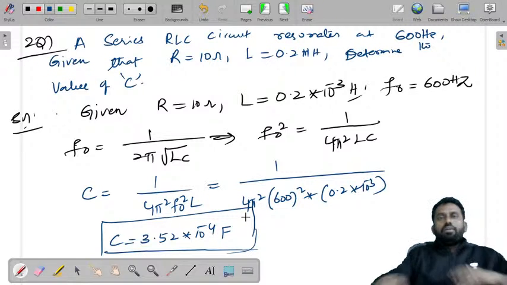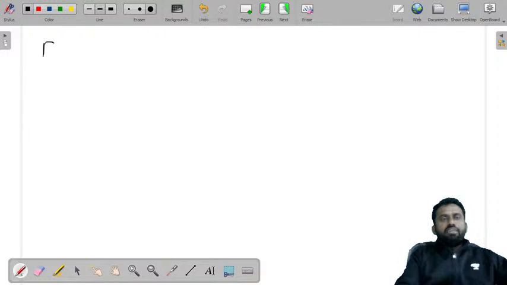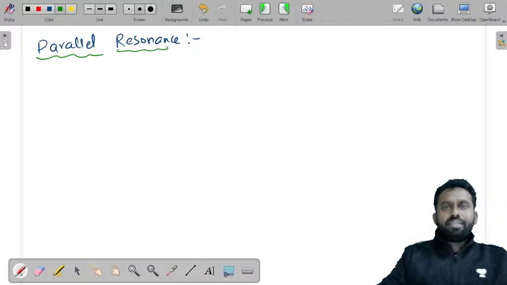So this was all about the resonance. Let's once try to see what we have done. We have done in resonance, series resonance actually. So let's try to complete the parallel resonance, then we'll take up what we have done. So let us consider parallel resonance. There are so many circuits of which we are considering only one circuit here.